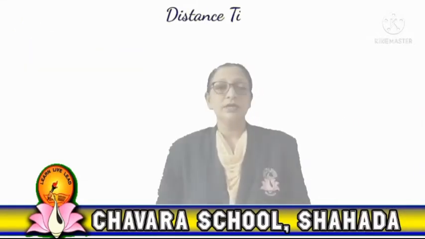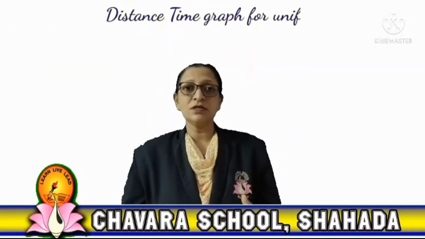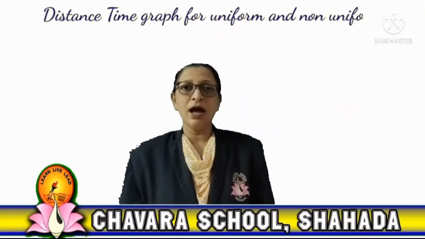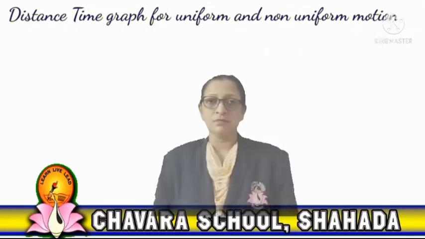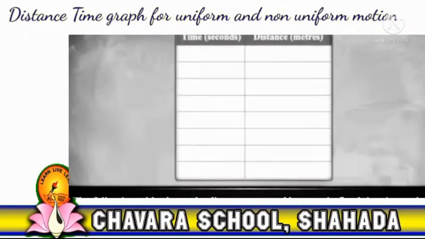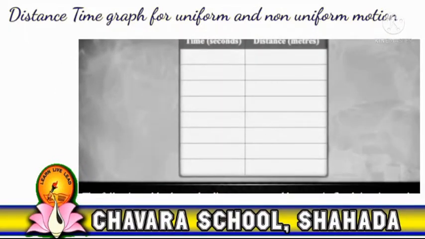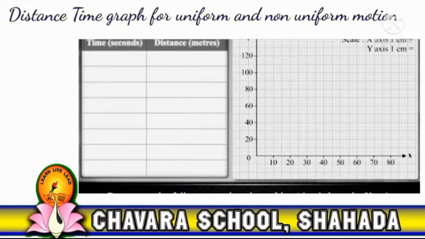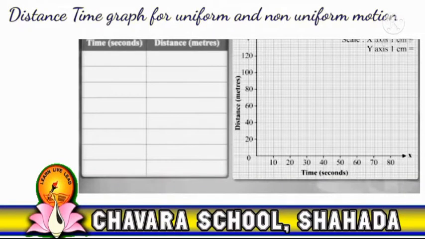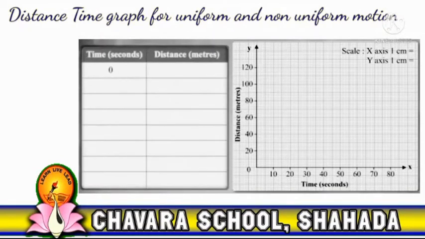Dear students, now let us study the distance time graph for uniform and non-uniform motion. The following table shows the distances covered by a car in fixed time intervals. Draw a graph of distance against time, taking time along the x-axis and distance along the y-axis in the figure. Time in seconds, 0. Distance in meters, 0.